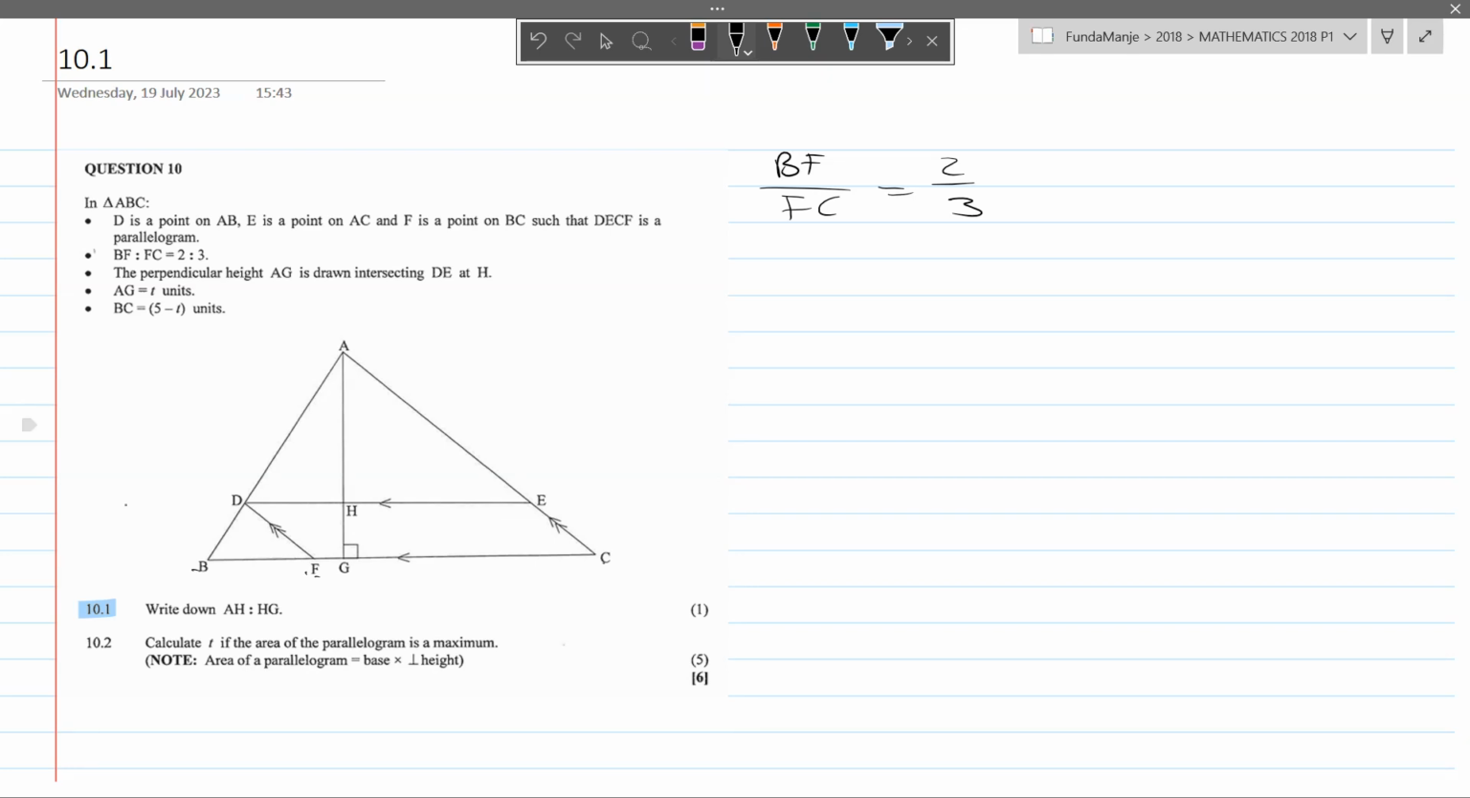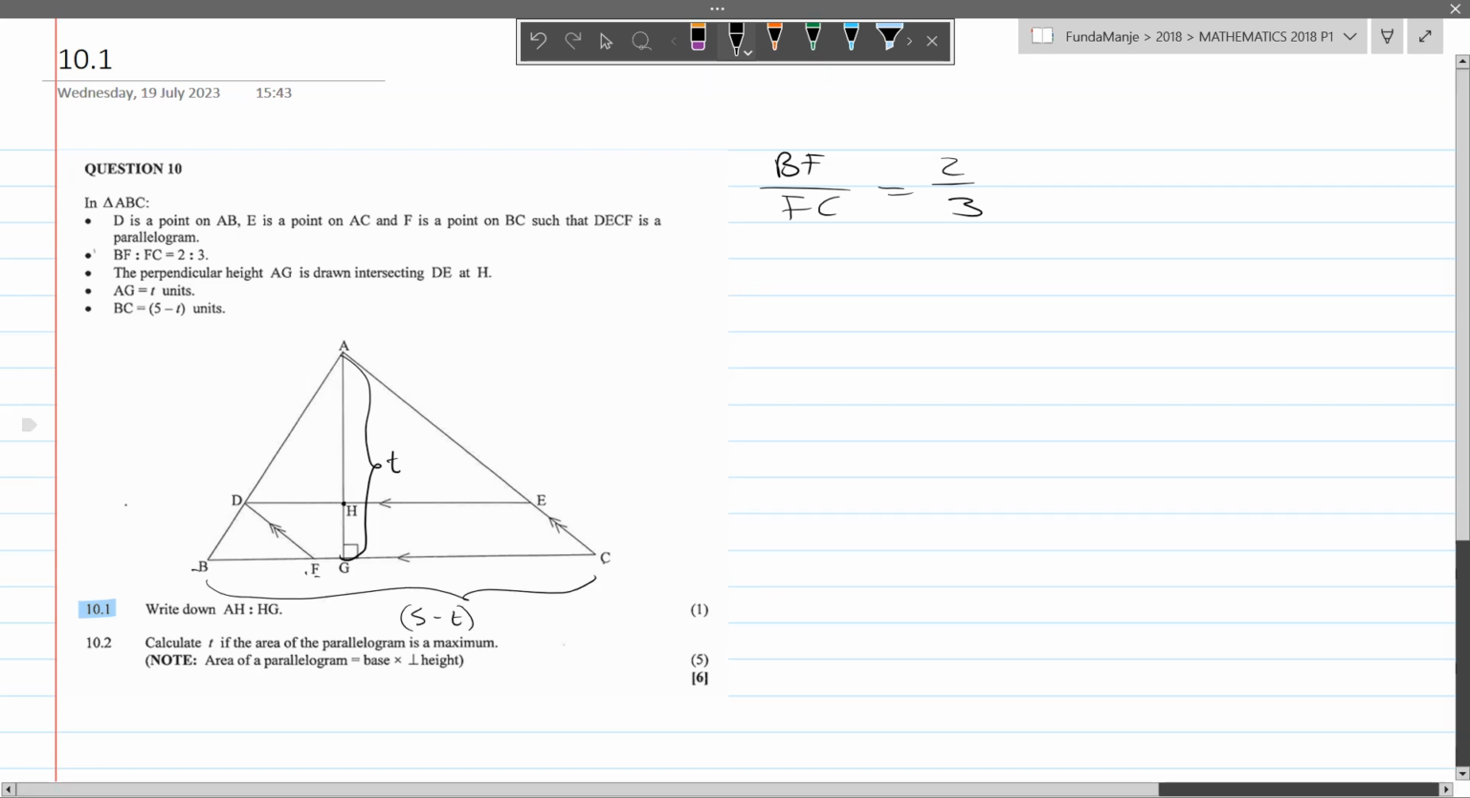Then they tell us the perpendicular height AG is drawn intersecting DE at H. AG is equal to T units. So AG is equal to T units. This is length now. And we know this is perpendicular. And BC is equal to 5 minus T units. So the entire thing is 5 minus T units.